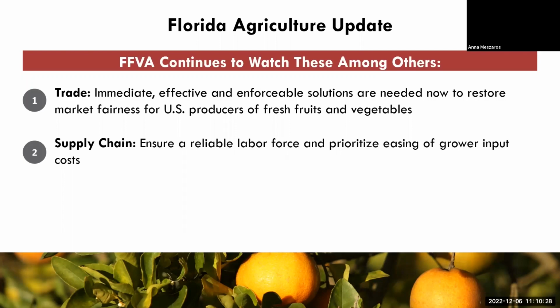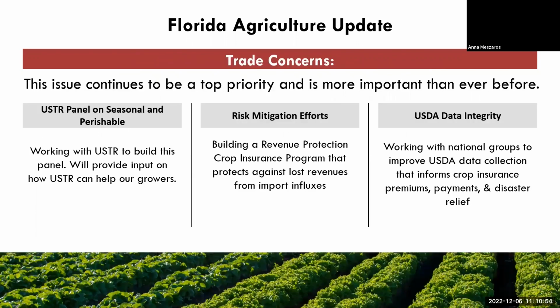I'm assuming, again, that everybody knows what we're talking about here, but in the trade world for fruit and veg, we talk a lot about influxes of imports from Mexico that are coming in, especially in our spring seasons on top of several crops in the state. So that's one thing that we're watching closely right now and trying to get some help. And then on supply chain, ensuring a reliable labor force and prioritizing the easing of grower input costs. So on trade, again, what are those enforceable solutions? This is a top priority.